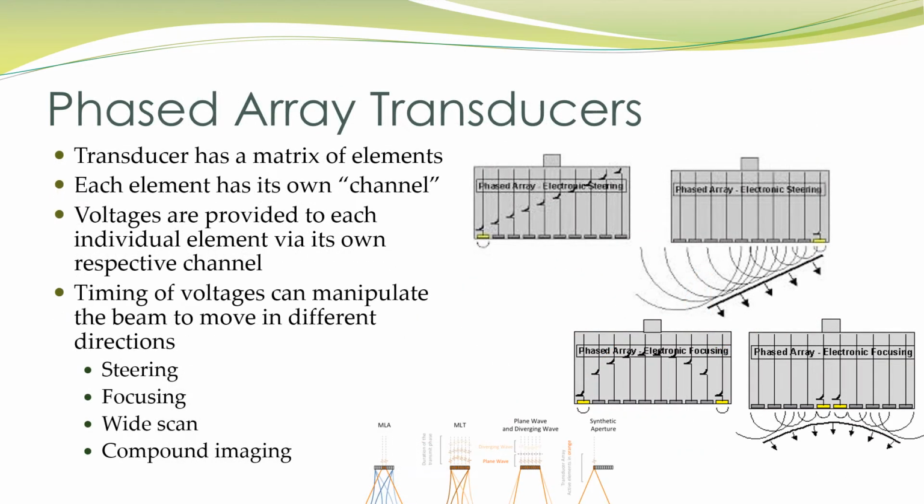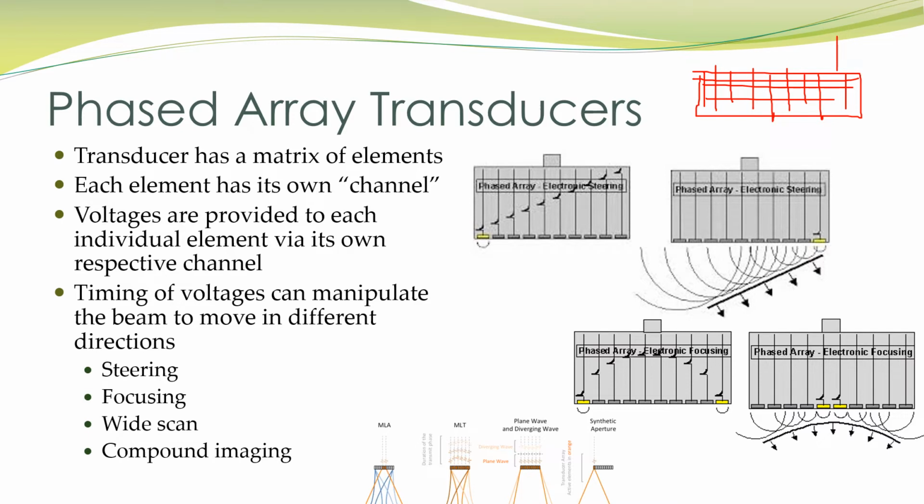Now, to make our pulsed transducers just a little bit more complicated, we have something called phasing, or phased array, that allows us to have a little bit extra control over pulsed transducers. So we know that a transducer is made up of a matrix of many, many different elements, usually around 256 or maybe a little bit more. Each element has its own channel, or its own feeding line of voltage.